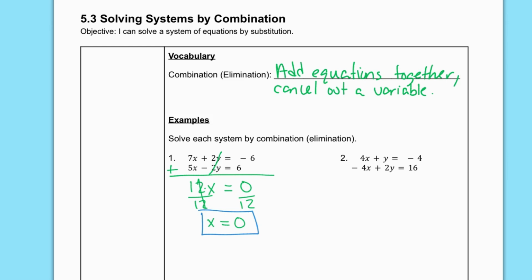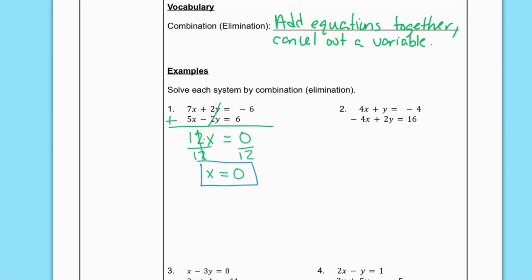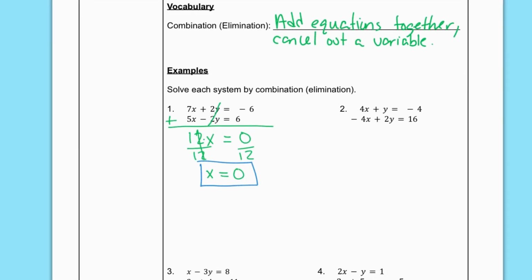Now this part is just like we did for substitution, where now that I know x, I'm going to plug that in for x and then figure out my y. So I can take this x value and I can go to either equation. It doesn't matter. I'm going to choose this one here. So 5x minus 2y equals 6. But what I'm going to do is plug in, I know that the x is 0. So this x, I'm going to replace it with 0. So instead of 5 times x, it's now 5 times 0 minus 2y equals 6. And then we just solve that.